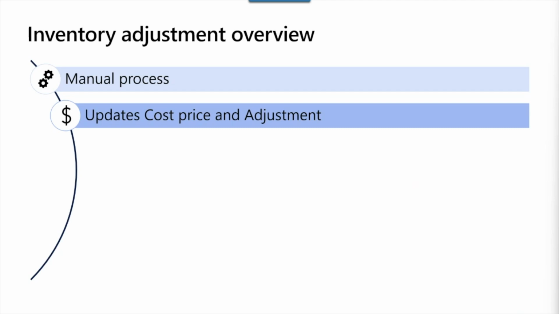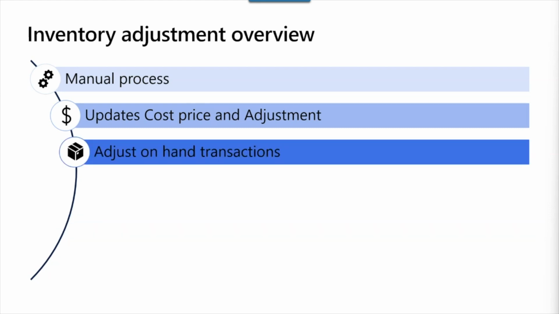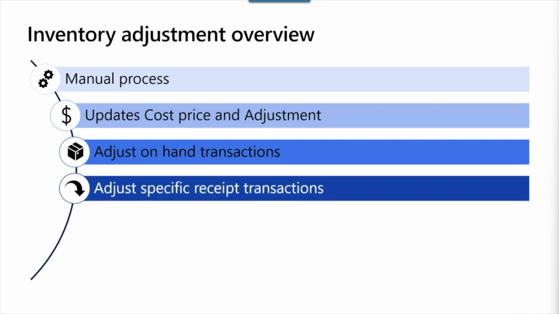When you post an adjustment, the system will still update the cost price and adjustment fields on the inventory transactions. You can only adjust the quantity of inventory that is on hand as of the date of the last close, or you can adjust a specific receipt transaction as long as it is still value open equals no.